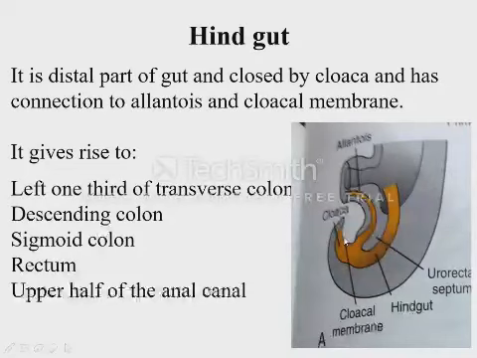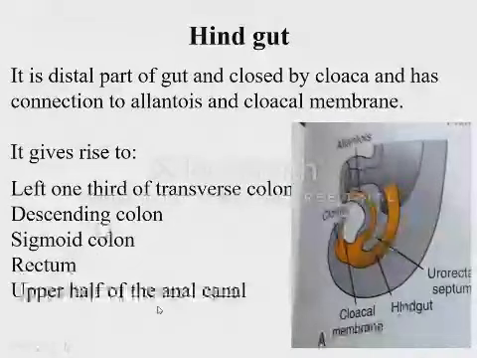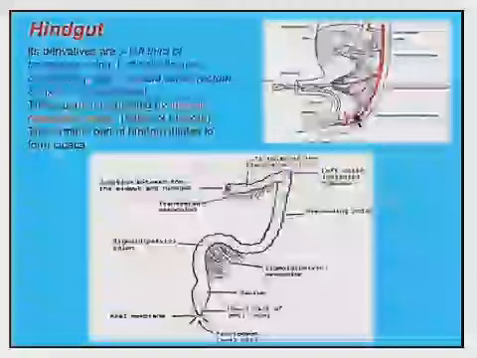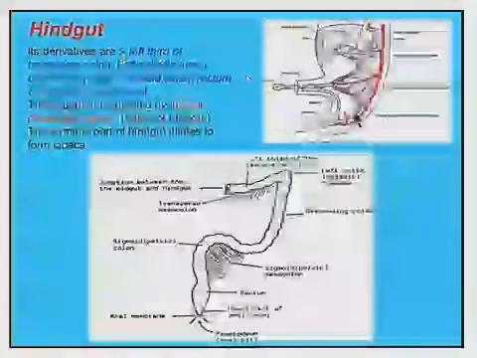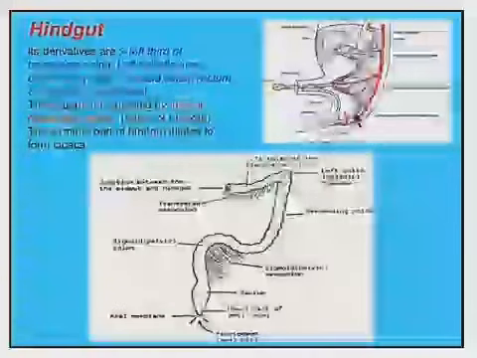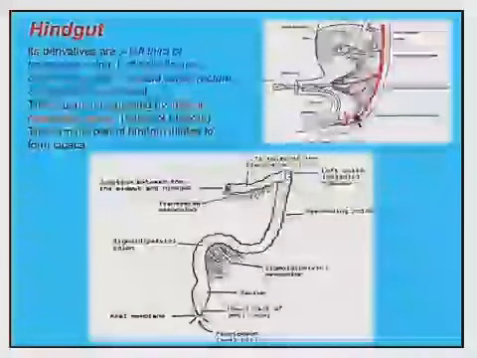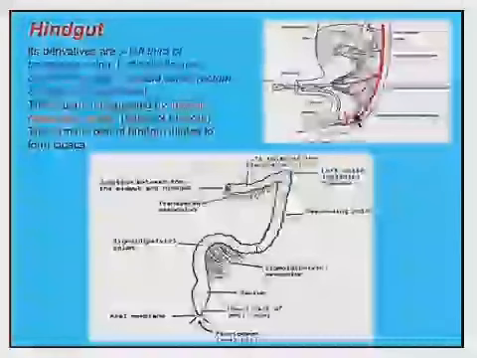It gives rise to the left third of the transverse colon, descending colon, sigmoid colon, rectum, and upper half of the anal canal. So the derivatives of the hindgut are the left third of the transverse colon, left colic flexure, descending colon, sigmoid colon, rectum, and the upper part of the anal canal. These parts are supplied by the inferior mesenteric artery, which is the artery of the hindgut. The terminal part of the hindgut dilates to form the cloaca.